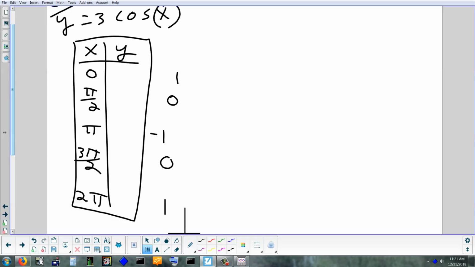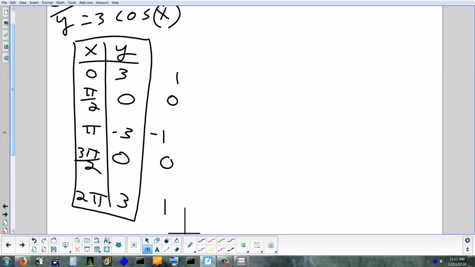Now we're going to take and triple them all. So Madison, if I triple them all, that's what I want to put in the y column. So what would I put? 3. Would that still be 0? What's 0 times 3? 0. There you go. Negative 3, 0, 3. Yep. And that's it.